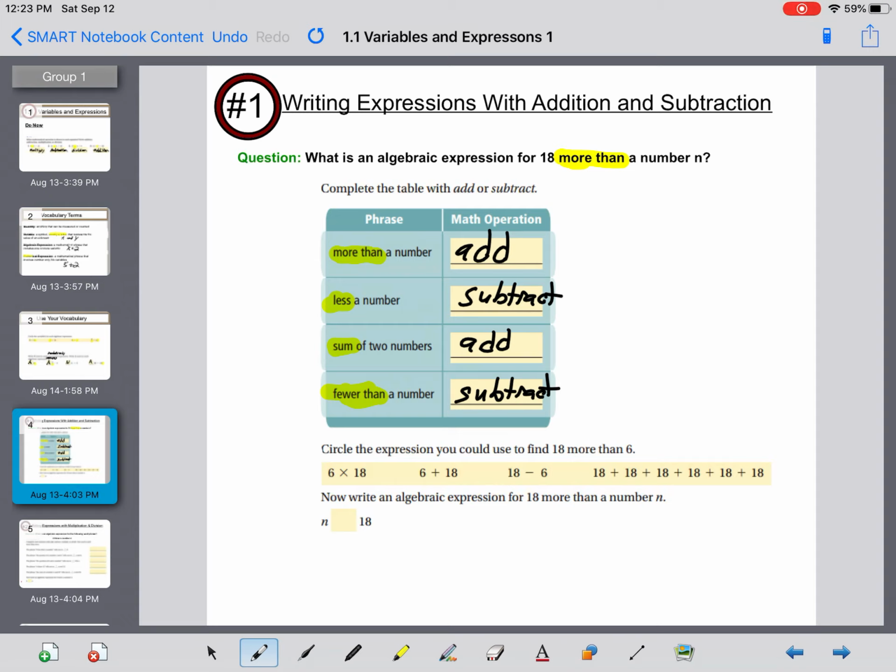Circle the expression you could use to find 18 more than 6. So we started out with 6. If we have 18 more than that, we just said more than means to add. So 6 plus 18. So go ahead, circle 6 plus 18. Now write an algebraic expression for 18 more than a number n. Well, we said more than means addition, so put a plus sign in that box.